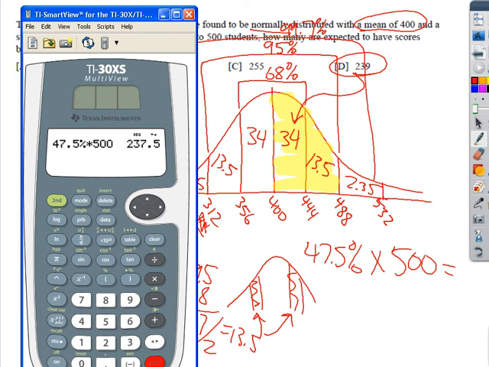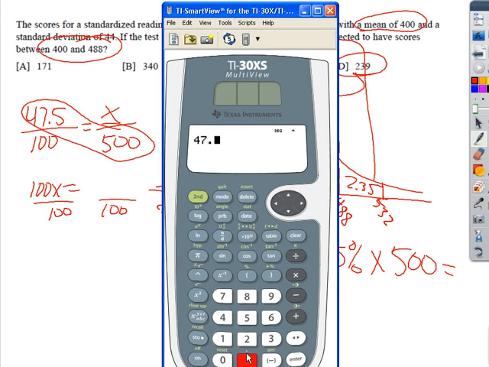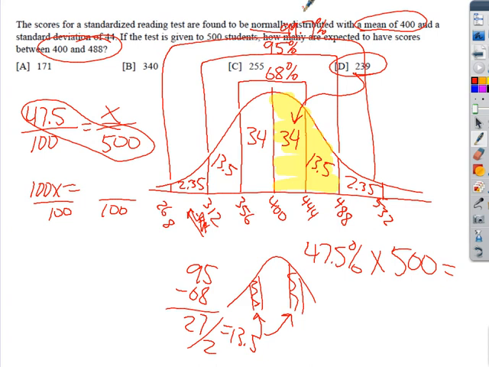And then, of course, I was talking about this other way: 47.5 times 500 equals 23,750, and then divide that by 100, which just kills off two of the zeros, so 237.5. All right, so we get the same answer. So you've got to know the bell curve. You've got to know those percentages in there to be successful with this.